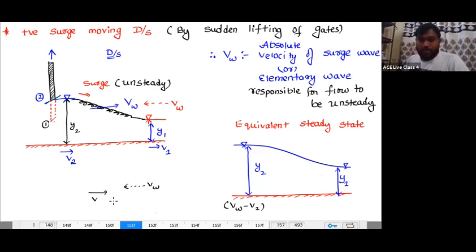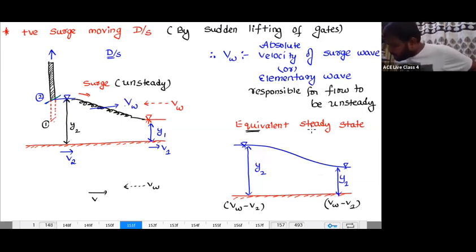This is VW, right? So let's assume the velocity of the surge wave is more than the velocity of the flow. So now this is VW minus VW, here VW minus VW is 0. VW minus V2, and this one is going to be VW minus V1. So now this is an equivalent steady state.